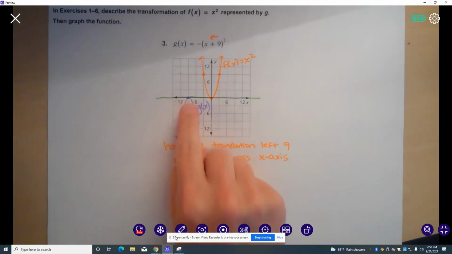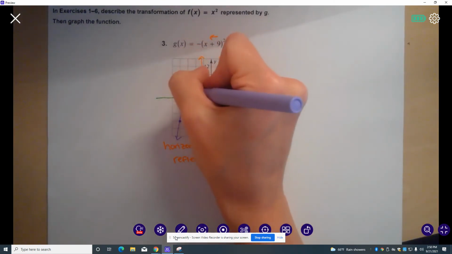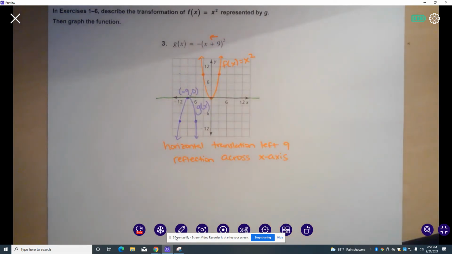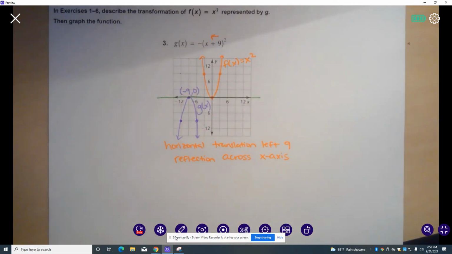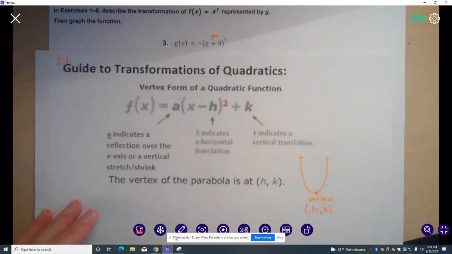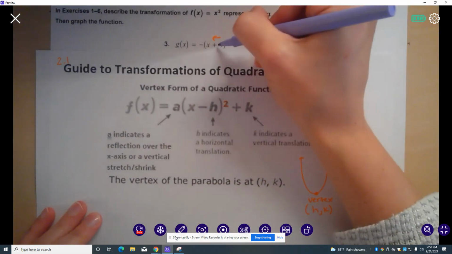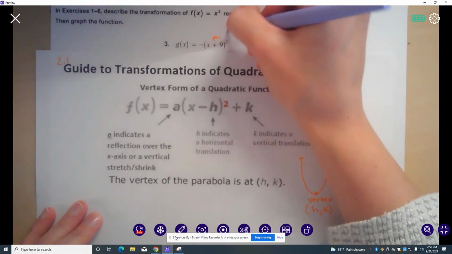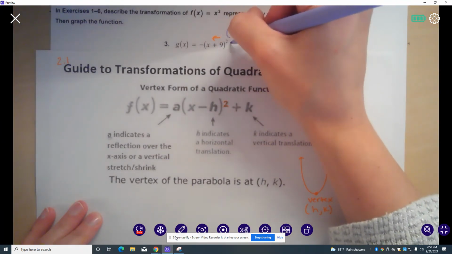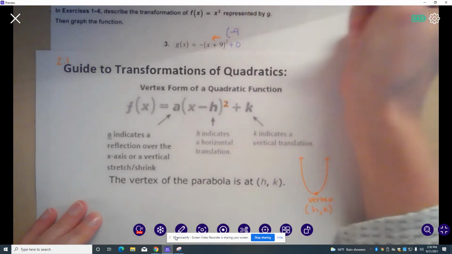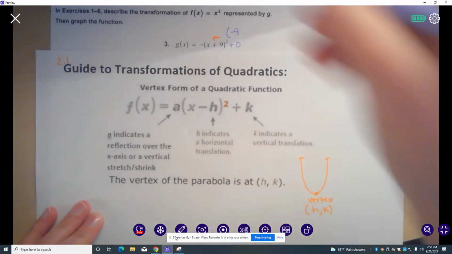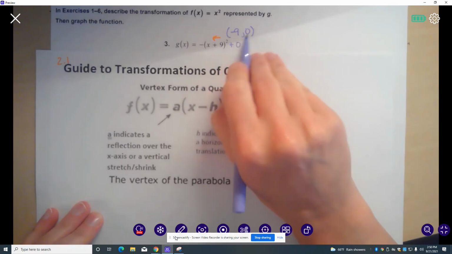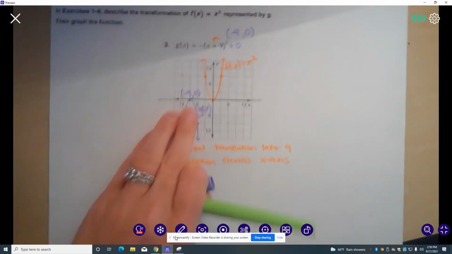Notice how the vertex here is located at -9, 0. And if I look at vertex form, by looking at the function with the vertex, my h is -9, right? So it's located at -9, and there is no k value. It's like it's +0, right? So k is 0. So from the equation, I would expect that the vertex is at -9, 0, and it is.